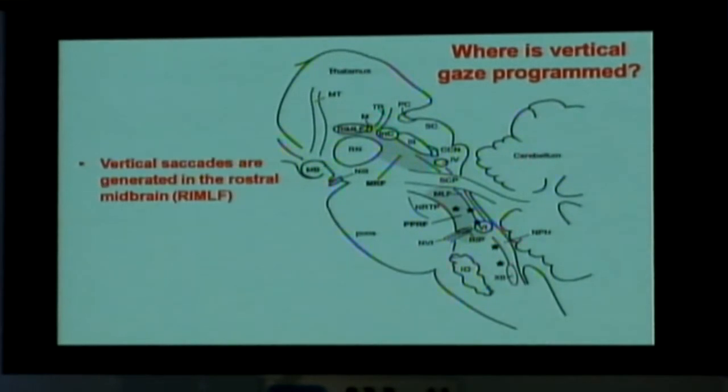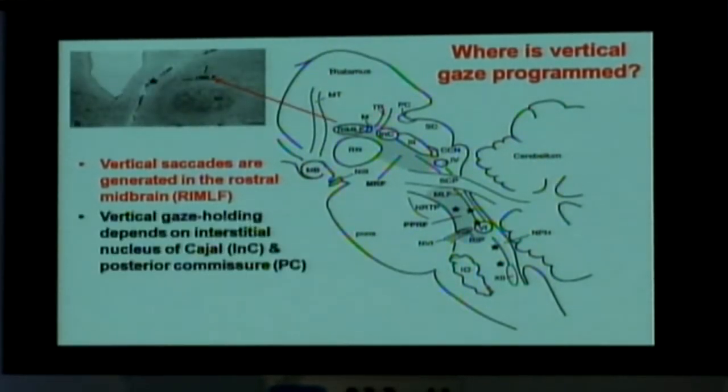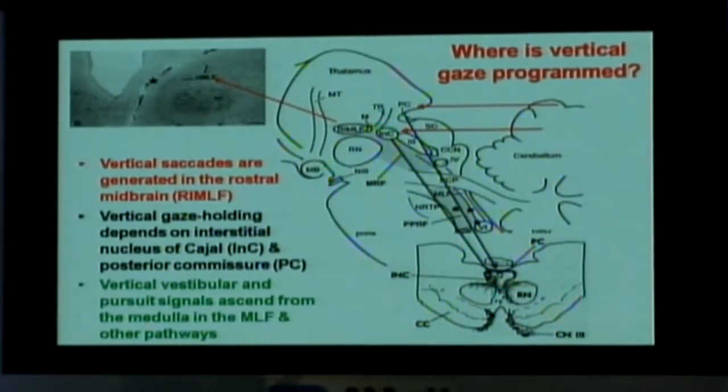So, let's repeat that. This is difficult, but let's try and cement in our minds a few of these structures. Vertical saccades are generated in the rostral interstitial nucleus of the MLF. It's right up here. Vertical gaze holding depends upon the interstitial nucleus of Cajal and the posterior commissure. Those are those two structures. And vertical vestibular and pursuit signals come up in the MLF and a few other pathways close by. So let's see a patient.